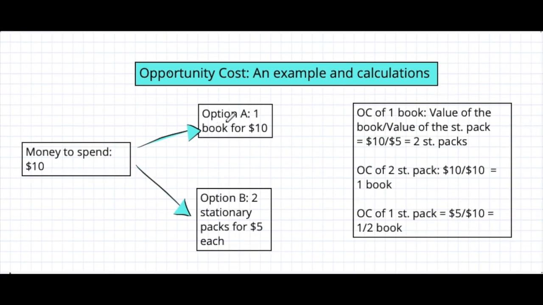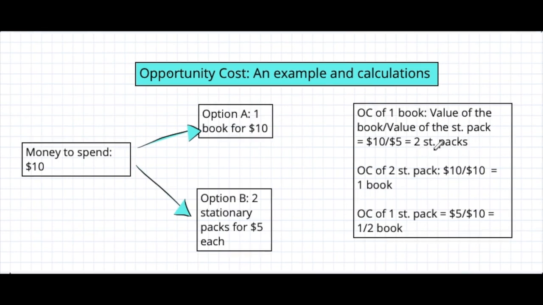What is the opportunity cost of option A, which is the decision to buy a book? The opportunity cost of one book will be the value of the book divided by the value of one stationery pack. So the book retails for $10, while a stationery pack retails for $5. So if we were to purchase one book, the opportunity cost, the true cost or the real cost, would be the two stationery packs that we could have gotten with the same amount of money. So in essence, these two stationery packs are being sacrificed so that this one book can be bought.